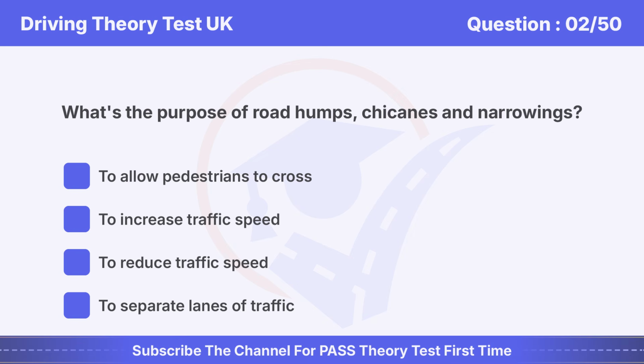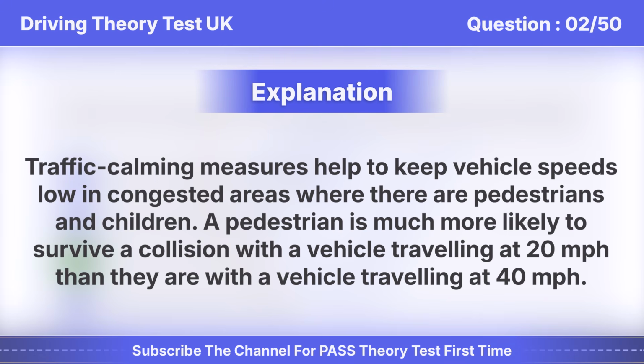Question 2. What's the purpose of road humps, chicanes, and narrowings? Answer is C. To reduce traffic speed. Traffic calming measures help to keep vehicle speeds low in congested areas where there are pedestrians and children. A pedestrian is much more likely to survive a collision with a vehicle traveling at 20 miles per hour than they are with a vehicle traveling at 40 miles per hour.